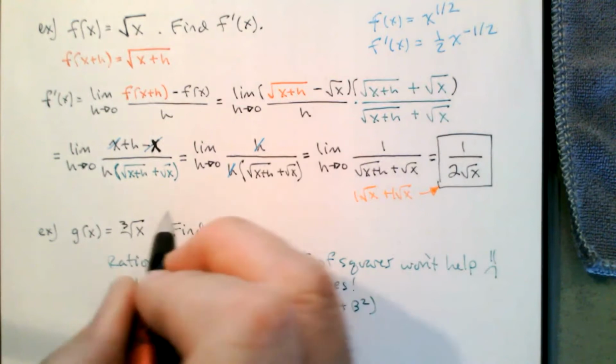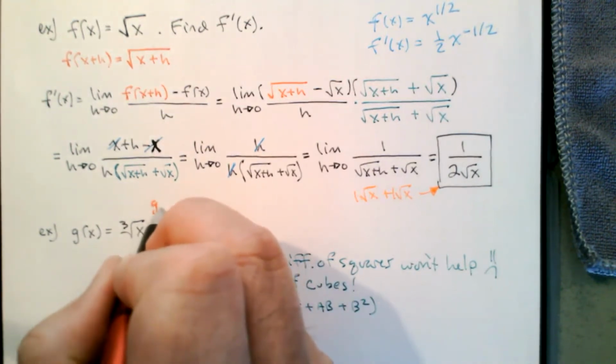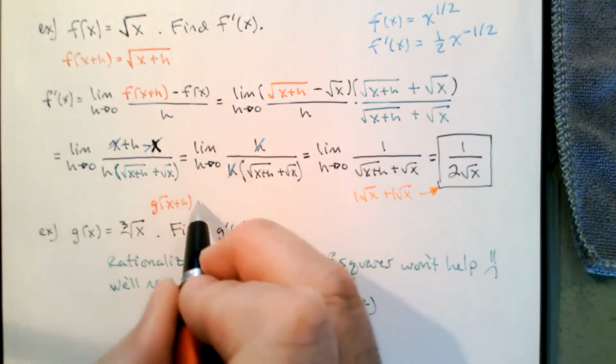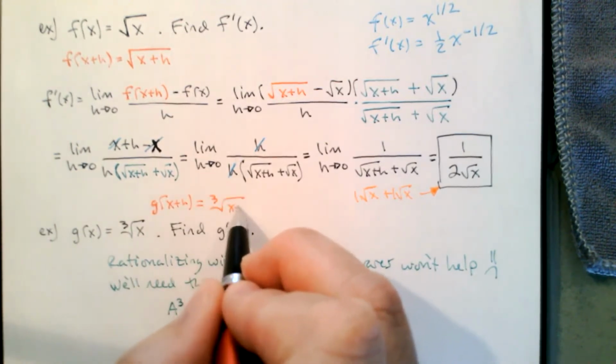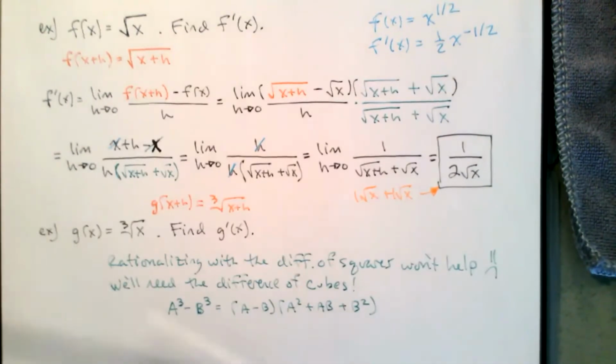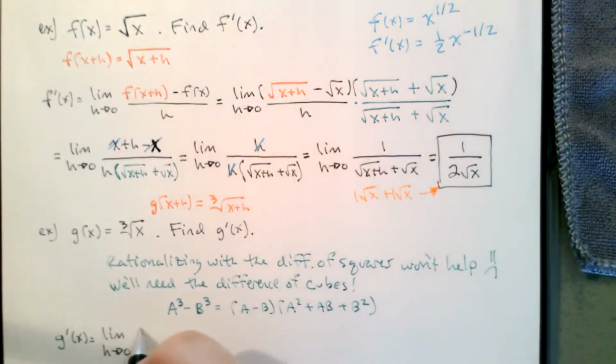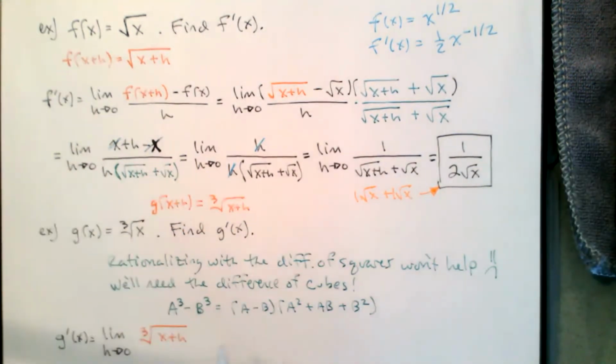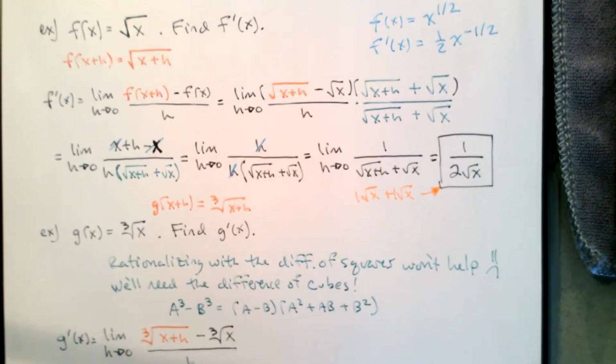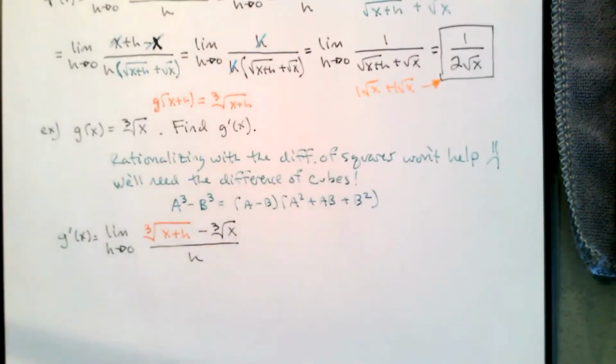Just to match this up with the previous problem, g of x plus h is going to be the cube root of x plus h. So our definition of the derivative, g prime of x, will still be the limit as h goes to 0 of g of x plus h minus g of x over h. And now we have to figure out what the rationalization is going to be.